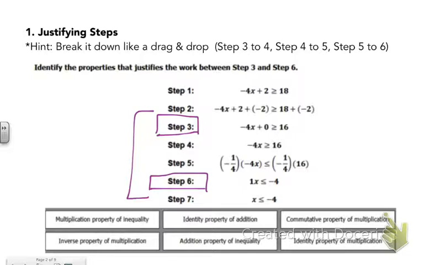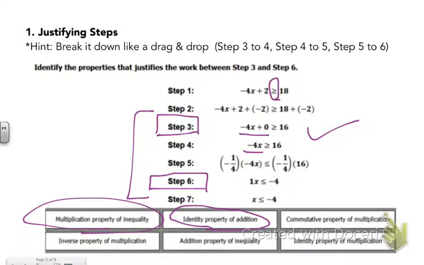So between step 3 and step 4, well, negative 4x plus 0 is equal to negative 4x. That is the identity property of addition, because anything plus 0 is just itself. So that takes care of that one. From step 4 to step 5, we are multiplying by negative 1/4 on both sides, so that's the multiplication property of inequality. Notice, same thing as multiplication property of equality, only we say inequality because these are inequalities.